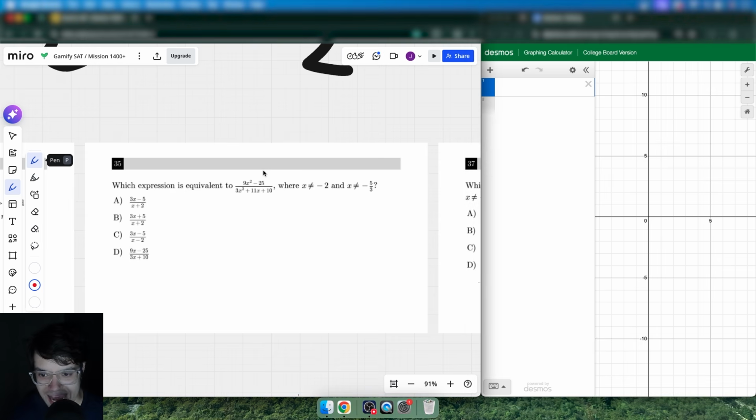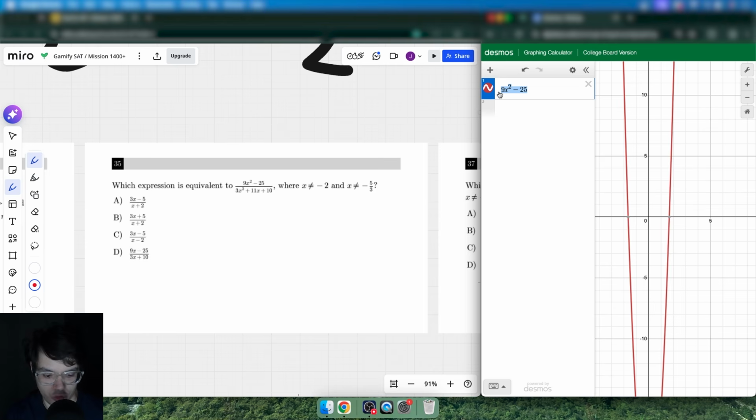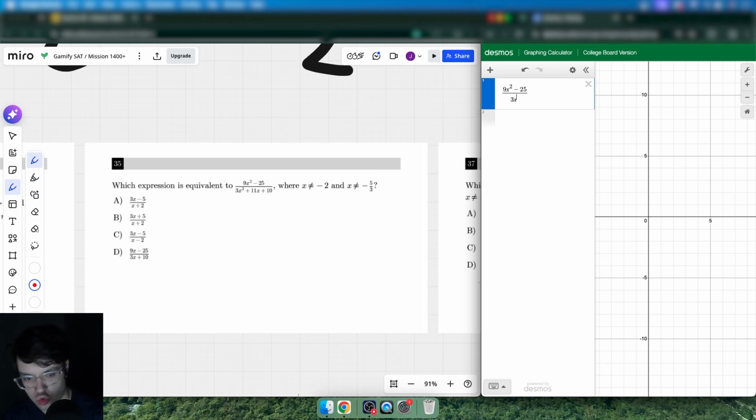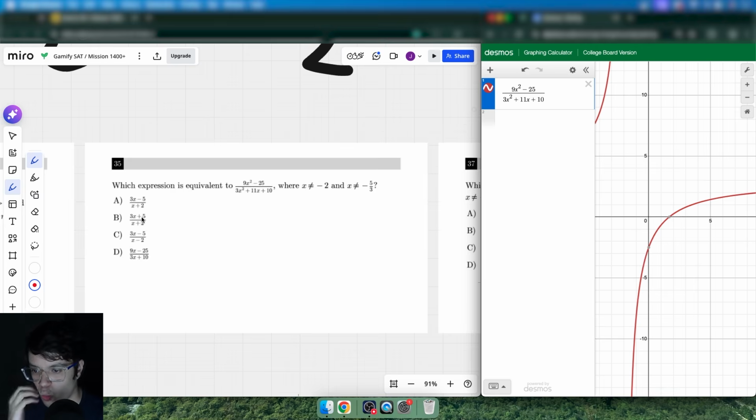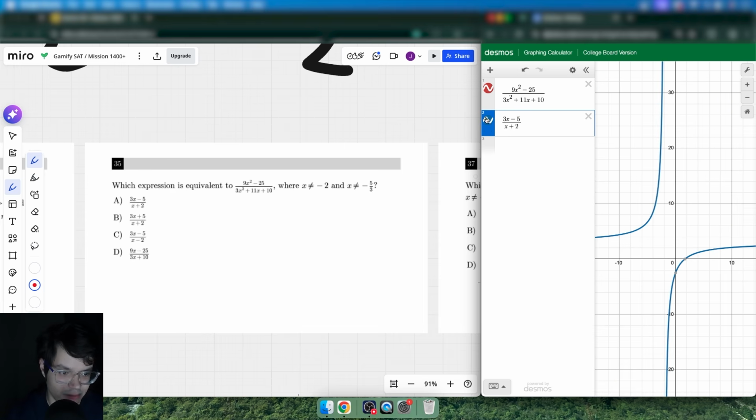Now we have one with the X's and the Y's, or I guess just X here. And so this one, we can just go ahead and use the graph thing I was showing you before. So 9x squared minus 25, we divide that whole thing by 3x squared plus 11x plus 10. We're trying to see here which one of these equals the exact same thing. So if I try the first one here, 3x minus 5 divided by x plus 2, yeah, that actually works. It's the exact same thing just immediately.